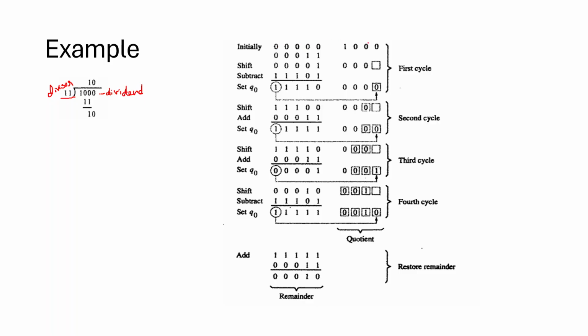These two lines are the initialization. Here is the register A. Initially you have to initialize the register A with 0. This is the register Q, which is filled with the dividend value. This is the divisor value, which is stored in the register M. This is the initialization.